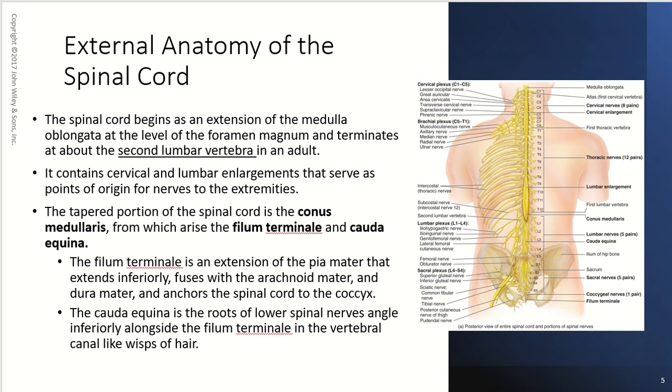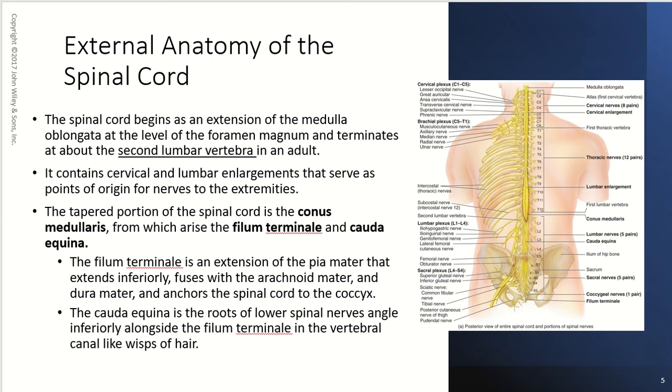So the filum terminale is going to be an extension of the pia mater, one of those meningeal layers, that innermost layer, and this is going to extend inferiorly, and it's going to fuse with the arachnoid mater and the dura mater, and it's going to anchor the spinal cord to the coccyx.